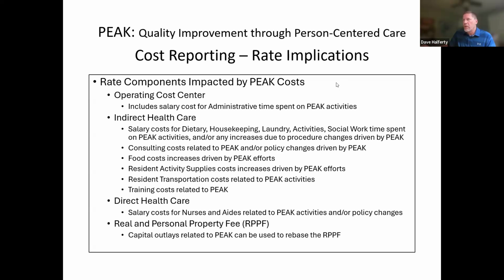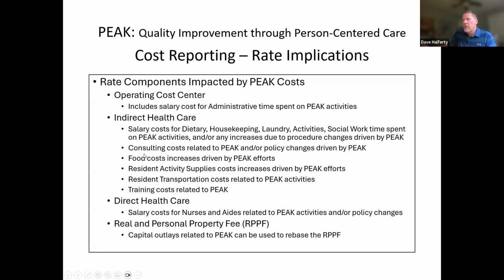There's also a component of the rate called the indirect healthcare cost center. And again, that includes several salary costs: dietary, housekeeping, laundry, activities, social work, any of that time that's spent on PEAK activities or any increases in those staff times that are due to procedural changes driven by PEAK. Those things would also be captured in that cost center and could increase that part of the rate.